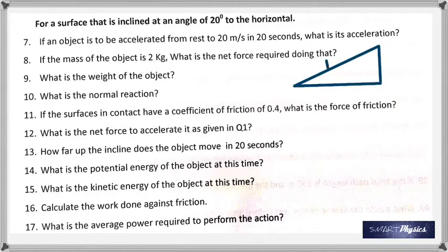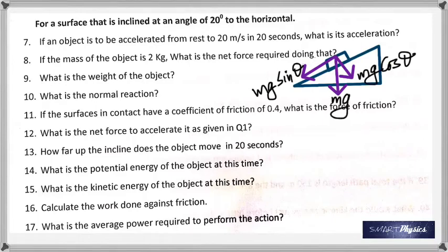Number 7, the surface is like that. I've already drawn it. The forces, mg sine theta down the incline, mg cos theta. That comes from the weight being resolved into 2 components, like I told you. The acceleration is still 1 meter per second squared, isn't it? Same thing.